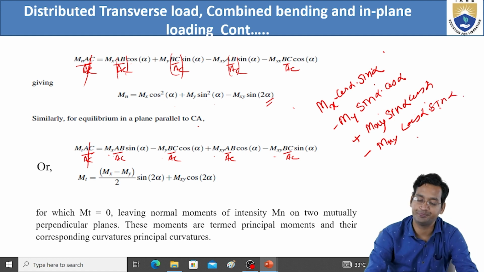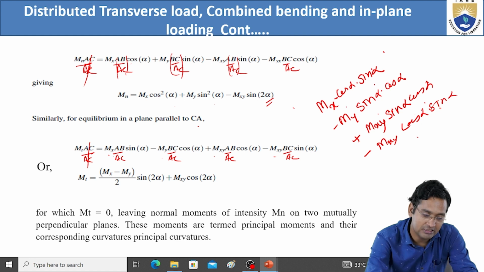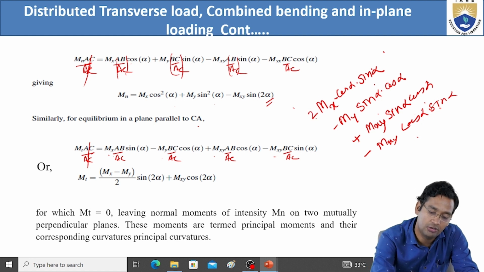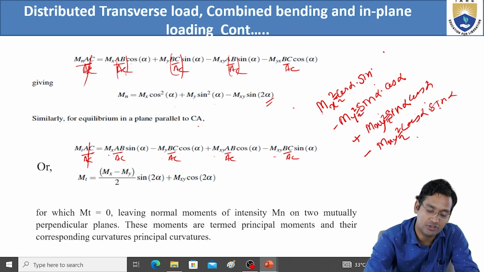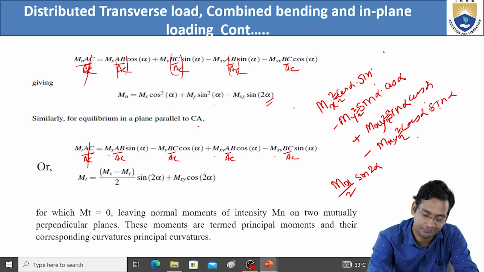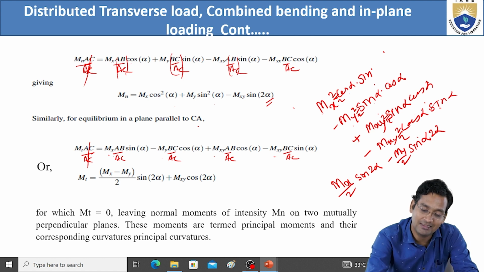So let's just see here. There is no square term. Now from here what we can write? Just multiply and divide by 2 with each term. Why? Just see here, with this we can write 2 sin alpha cos alpha as sin 2 alpha. So with this Mx by 2 sin 2 alpha we got from here. Now from here My by 2 sin 2 alpha, so minus My by 2 sin 2 alpha. Right, these two terms. Now from here again this and this will be the same, so Mxy common.